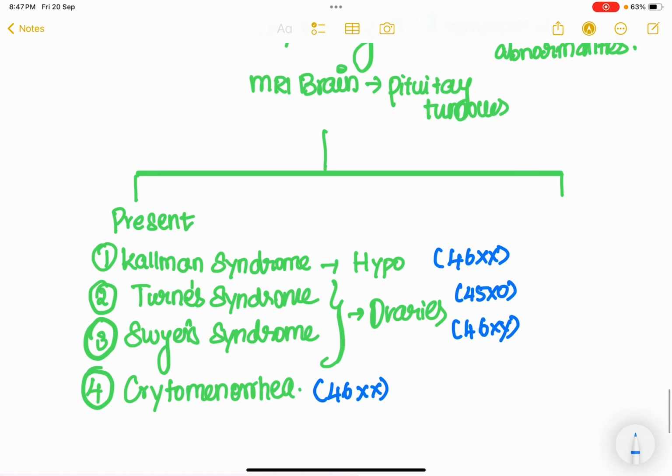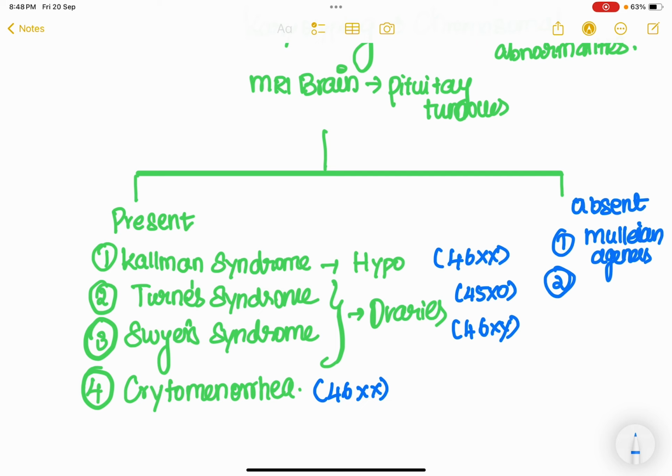Okay, now let's take into consideration where the uterus will be absent. Only two conditions are there. One is Mullerian agenesis. As we have discussed, in Mullerian agenesis there is absence of Mullerian duct formation. When there is absence of the Mullerian duct, then definitely there is no uterus, no fallopian tube, no cervix, and no vagina.